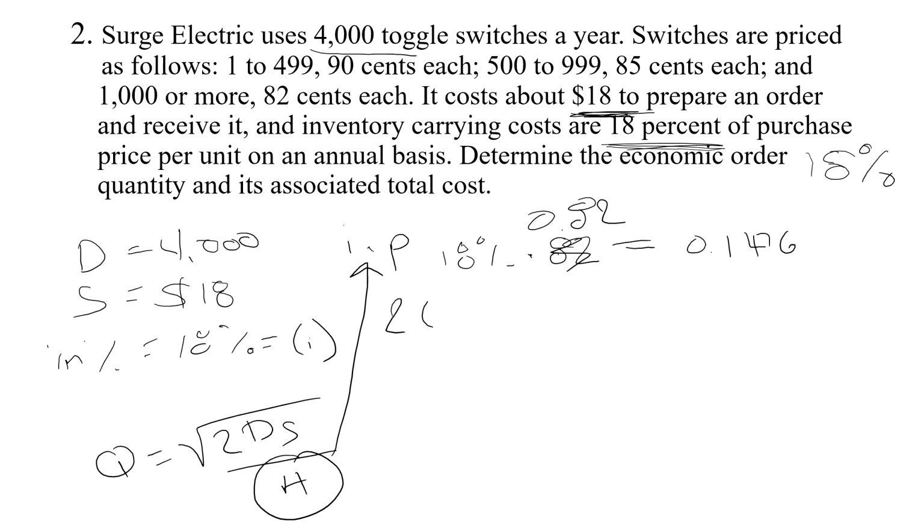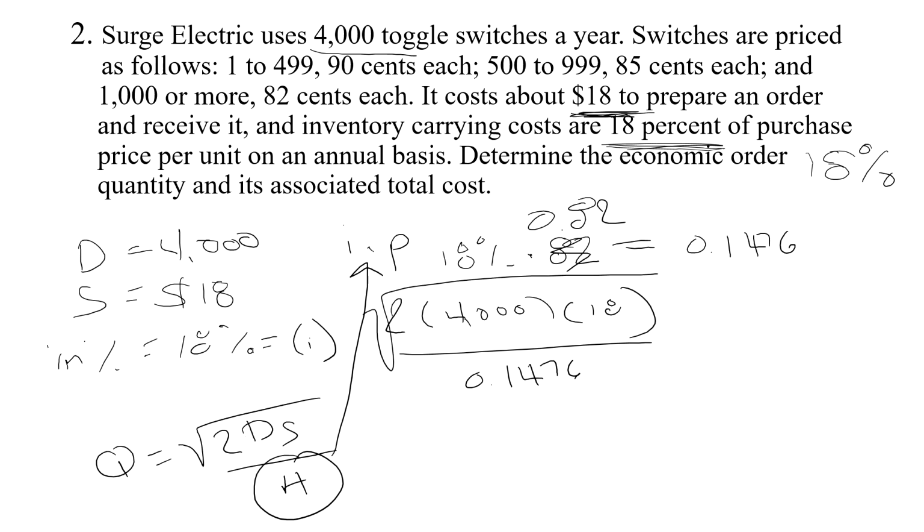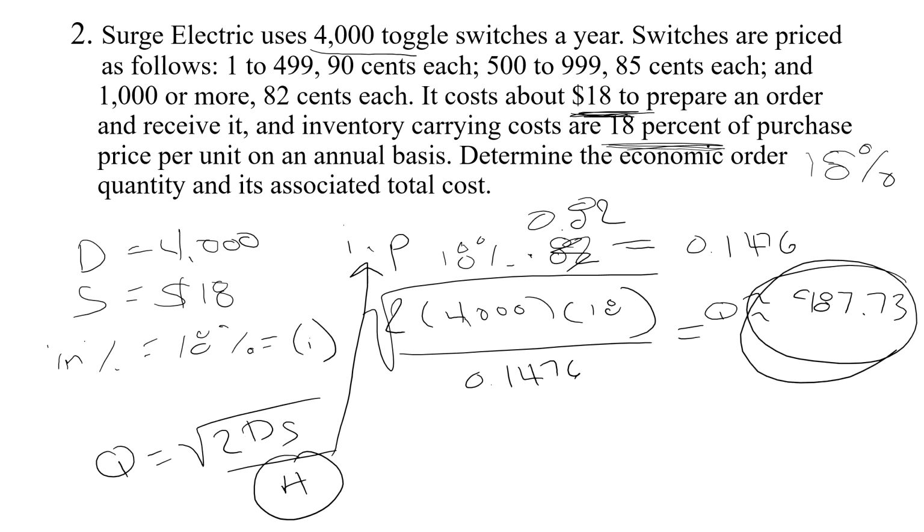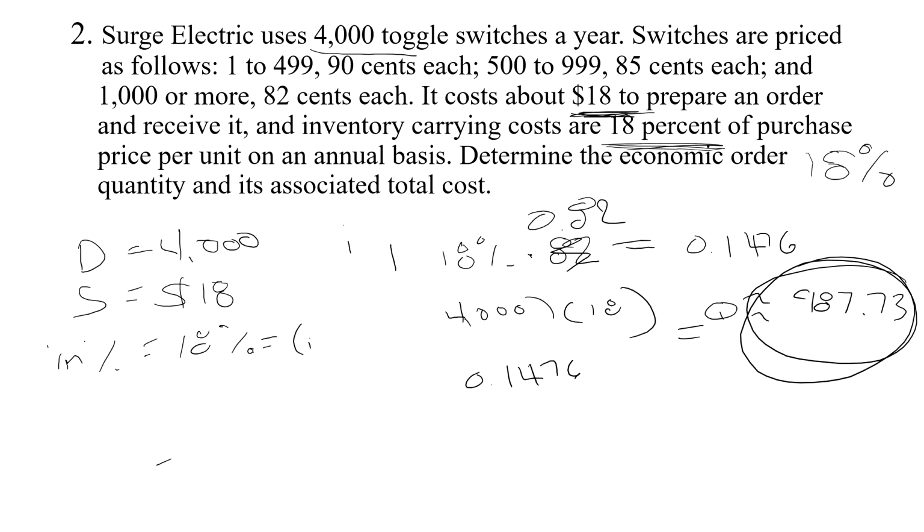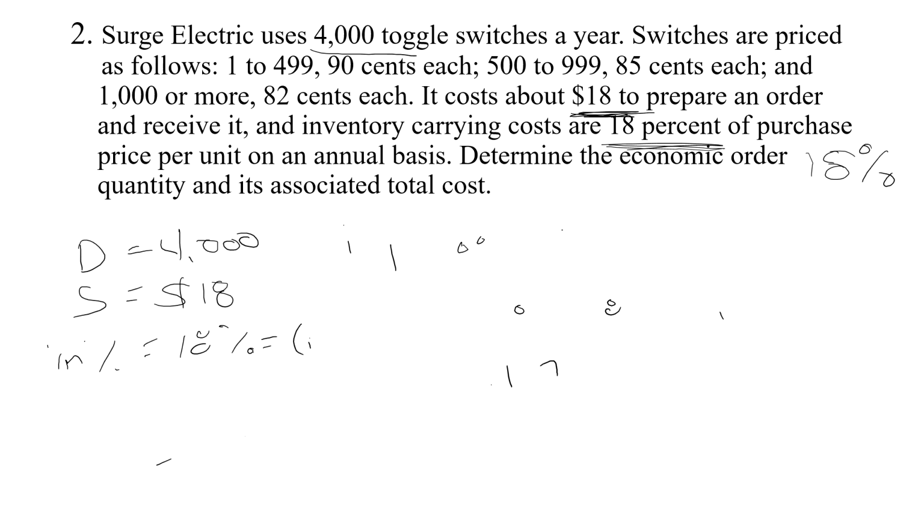So now we can go ahead and plug things in. It's going to give us 2 times 4,000 times 18 all over 0.1476. That's a square root, by the way. And that's going to give us a quantity of roughly 987.73. Now, we need to check the feasibility for these ones because of how the prices are. Now, we said if we ordered over 1,000, it's 82 cents. This quantity is not over 1,000, so we can't really use this as we move forward. So when we come to find the total cost, we're going to do things a little differently. I'll show you that when we get there. So that means we have to move on to the next piece. I have this written down, so that will come back later.